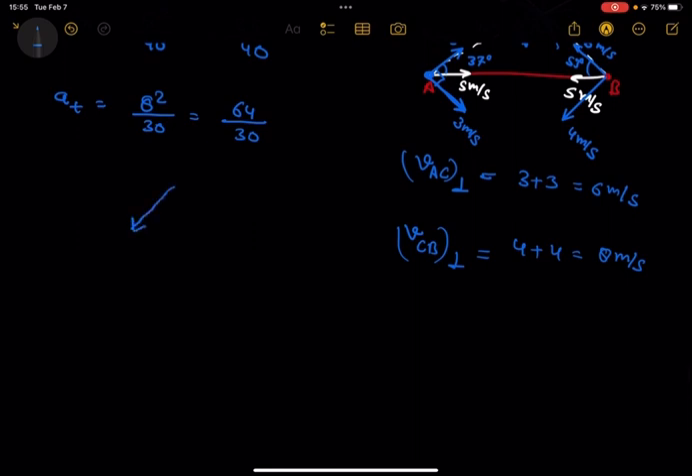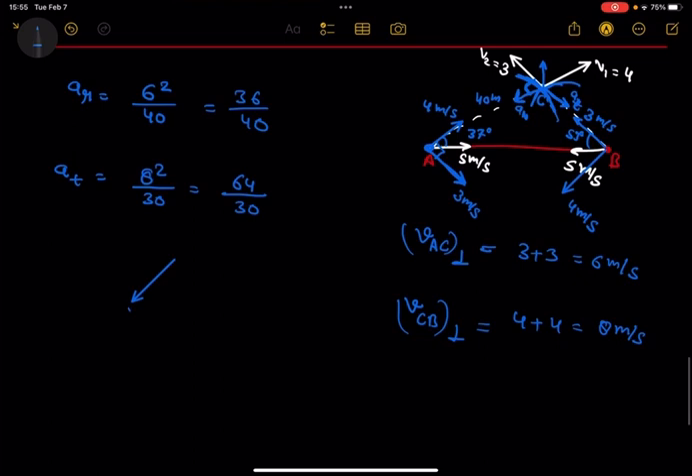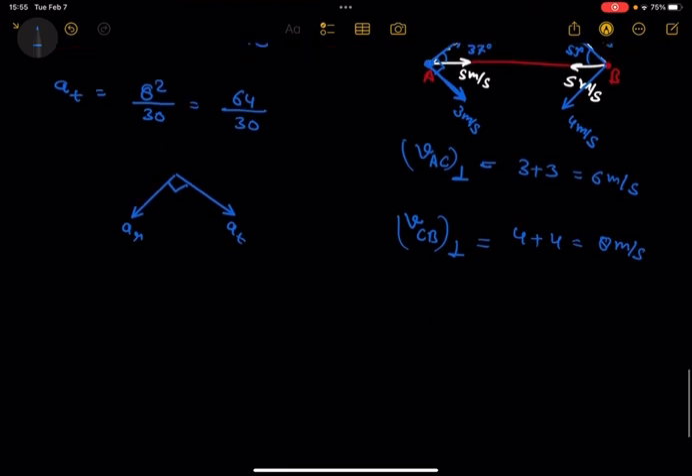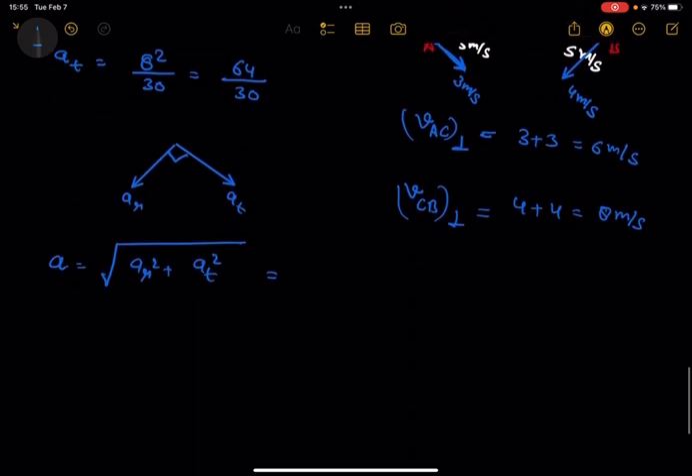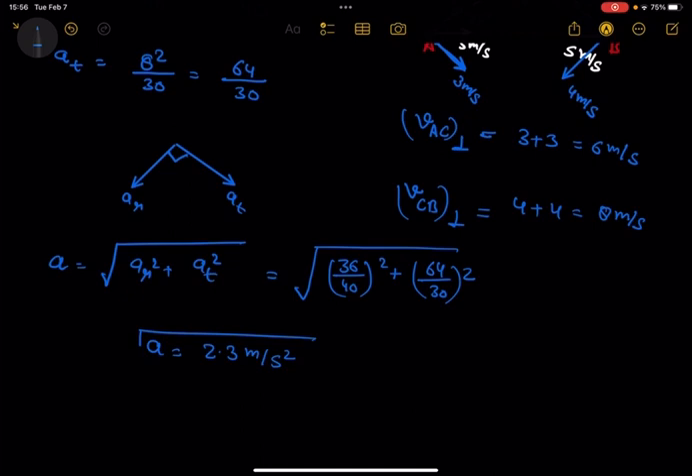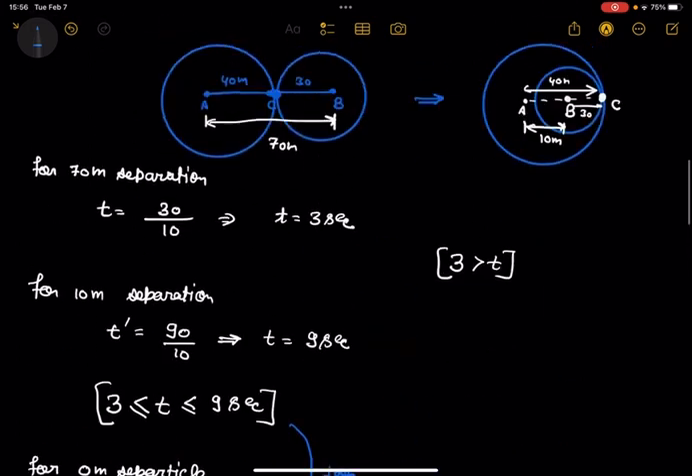Now you can say that this is AN, or AR, and this is AT. Both are perpendicular to each other. So what is the resulting acceleration? It is the square root of AR square plus AT square. That is, the square root of 36 by 40 whole square plus 64 by 30 whole square. After solving this, your result will come 2.3 meter per second square. So you just try this calculation and you will get the result. So what is the answer?